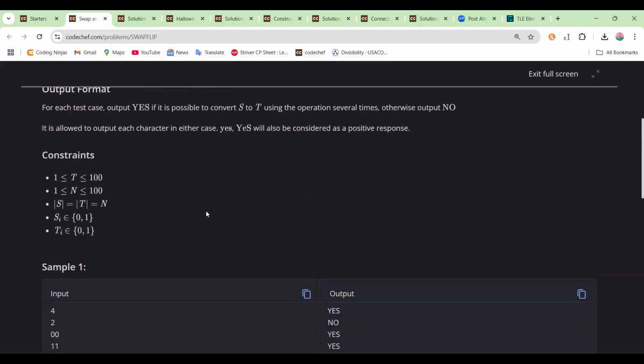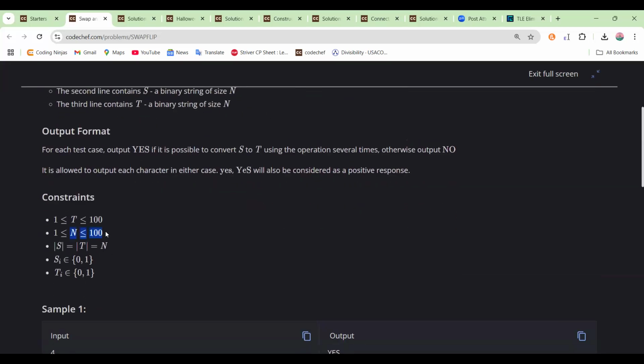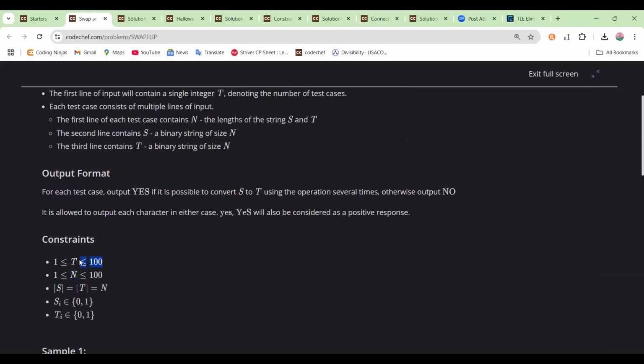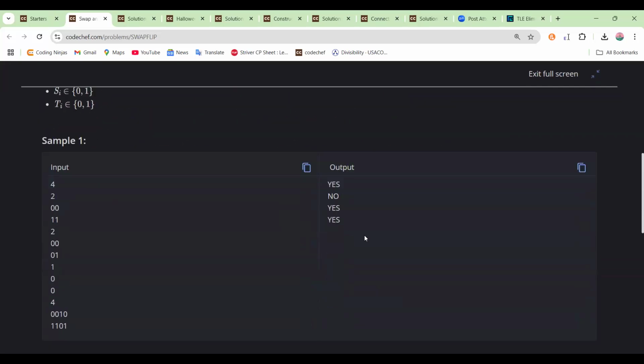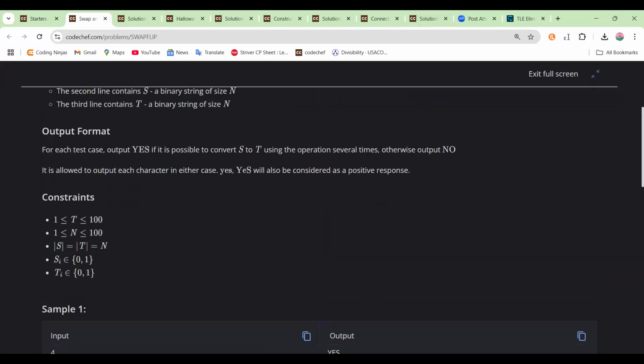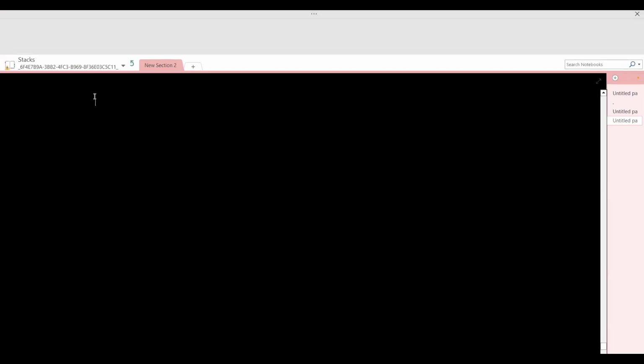And the constraints: the length of the string is 100, and the number of test cases is also 100. So anything around n squared would definitely work for this, right? If it is possible, we have to output yes, else we have to output no. So let's understand this question first.